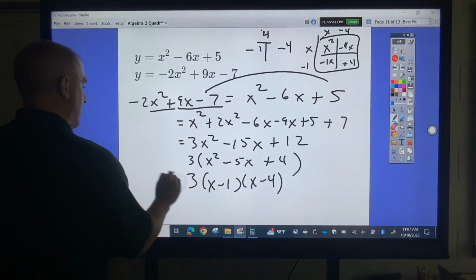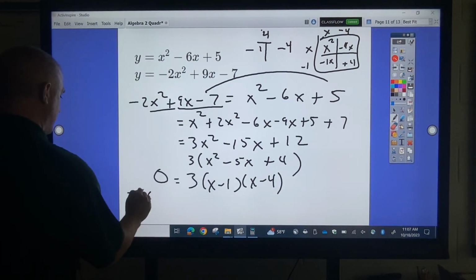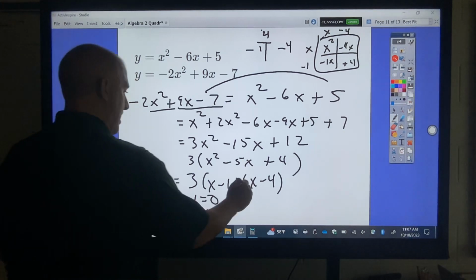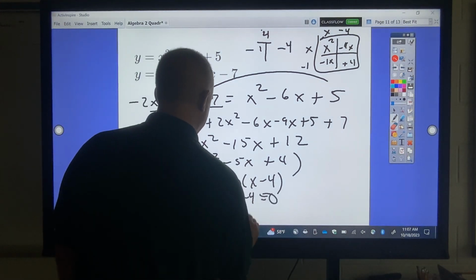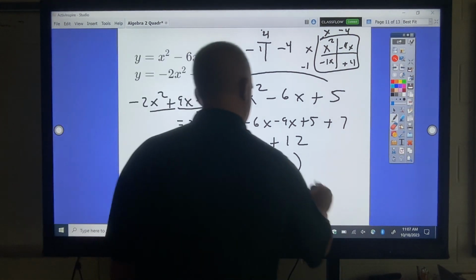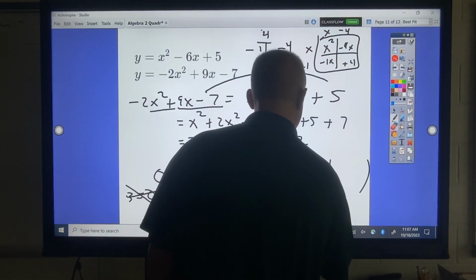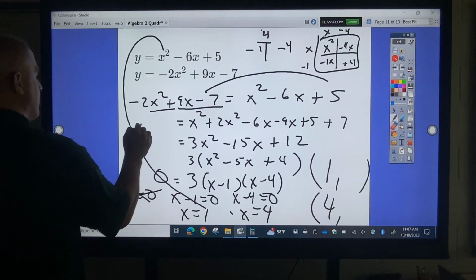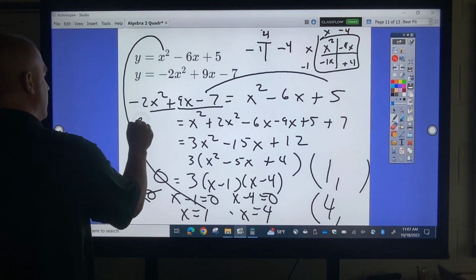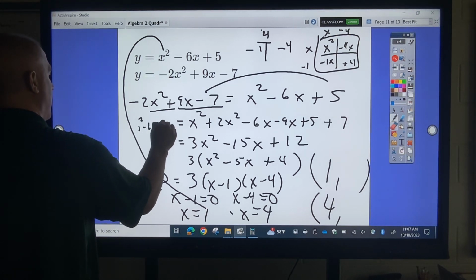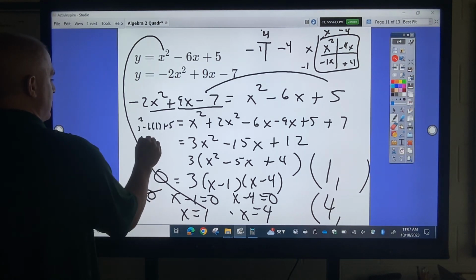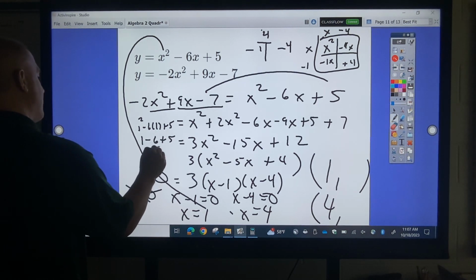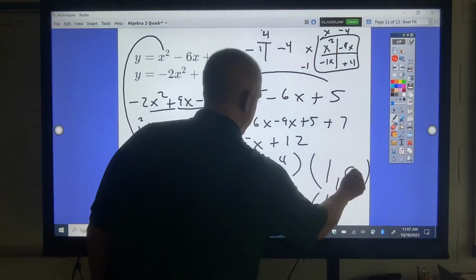Okay, now, if I go to solve those, well, 3 can't equal 0, that's no good. X minus 1 equaling 0 would be x equals 1. X minus 4 equaling 0, that'd be x equals 4. Okay, so I got to find the solutions where x is 1, x is 4. So I take the 1, and I'm going to put that back into there. So 1 squared minus 6 times 1 plus 5. 1 squared is 1, minus 6 times 1 is minus 6 plus 5. 1 minus 6 is negative 5, plus 5 would be 0. That would be one solution.